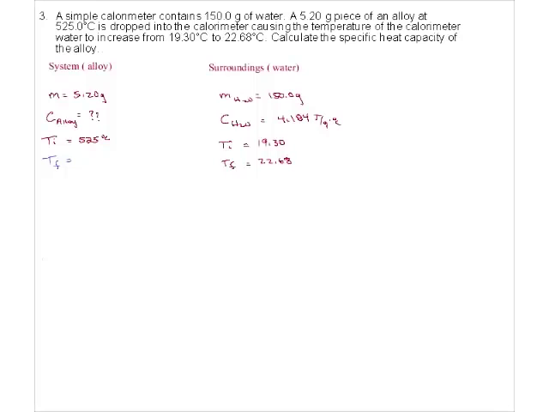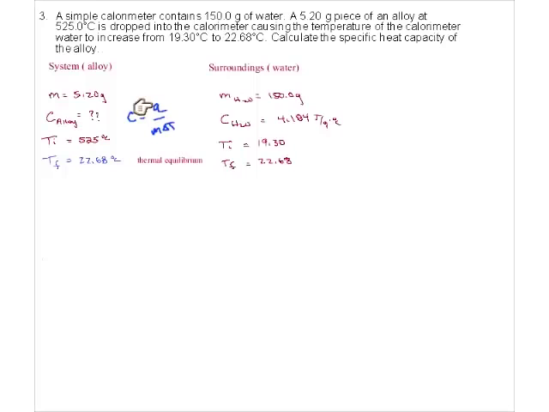So once again, we want to be able to figure out the C of the alloy. So in order to do that, we're going to have to do something like this, where C is going to be Q over m delta T. Now I know the mass, and I think I might know the temperature. Well, the final temperature should be good enough because it's going to be thermal equilibrium again. So therefore, the final temperature should be the same as it is for the water, 22.68. So right off the bat, I know delta T, I know my mass, but I don't know Q.